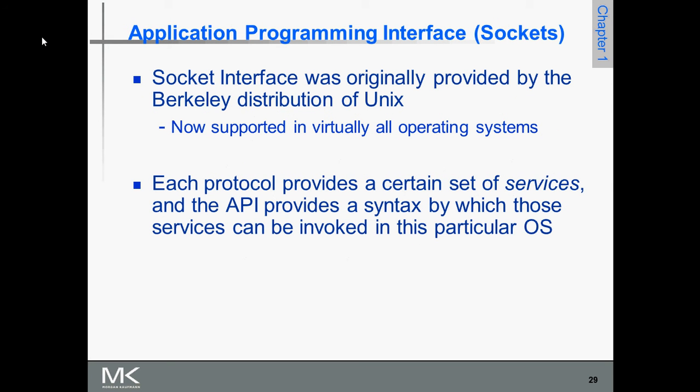The socket interface was originally provided by the Berkeley distribution of Unix. Now it is supported in almost all operating systems. Each protocol provides a certain set of services, and with the help of the API we are going to access those services. The API provides a syntax by which we can access them. So it is very simple. Each protocol in each layer provides a certain set of services to everyone, and with the help of the API, we access those services, and the syntax is provided by the sockets.